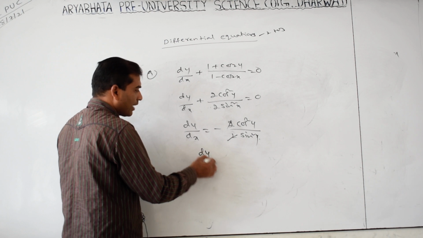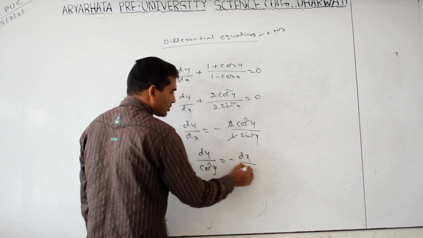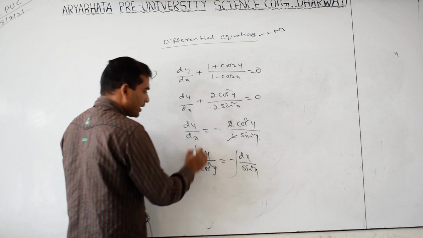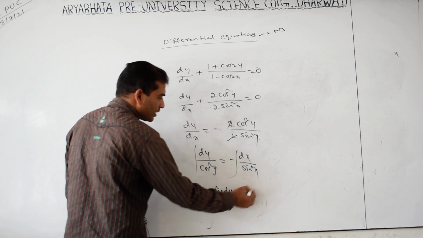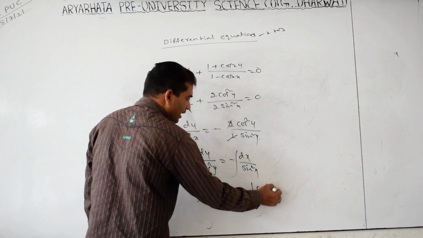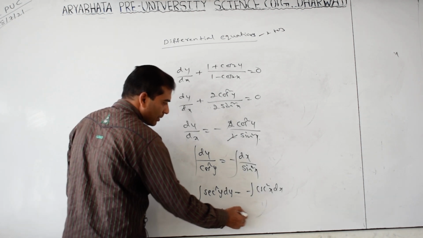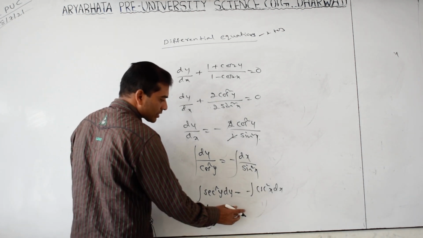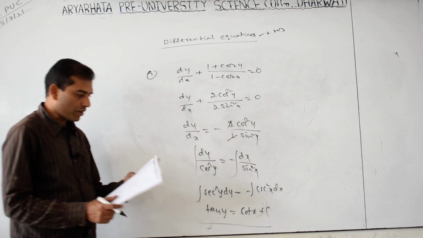Y variable: dy by cos square y equals minus dx by sin square x. Apply integration. 1 by cos square y integration is secant square y, minus cosec square x dx. Secant square y integration is tan y, and minus cosec square x integration is minus cot x plus c. This is the answer: tan y minus cot x equals c.